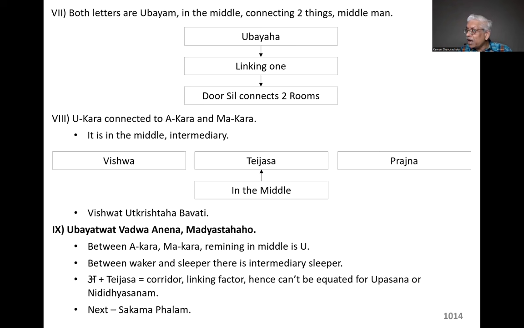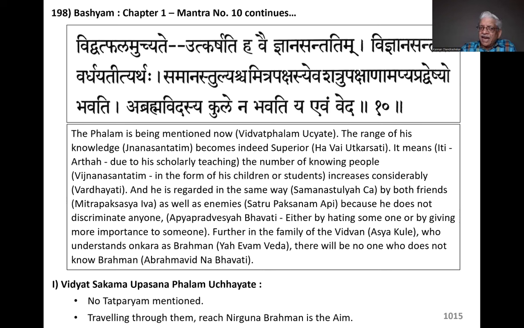Subtle body comes from where? From the karana sharira. So the subtle body is in between, like the door sill which connects two rooms. It is called a link. Ukara, the second letter, is the link between the first letter A and the last letter Ma. Between the waker and the sleeper, the intermediary stage is called Ukara. Okay? Quite simple.